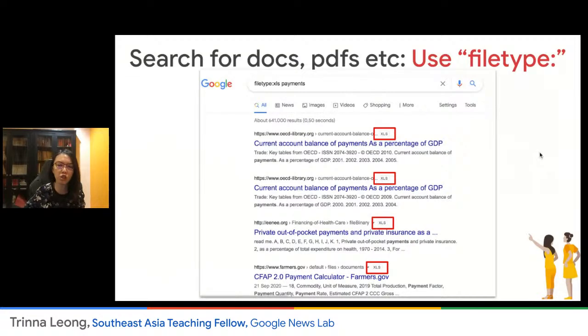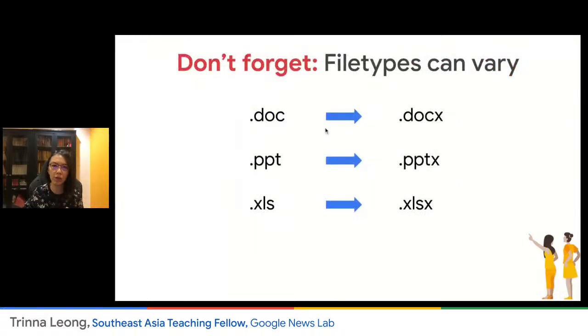And we can also search for documents by using the filetype search operator. So for example, we could look for Excel sheets, docs, PDFs, or PPTs. Just remember that the file types can also vary. We might think that putting in doc is enough, but there's also docx, PPT, PPTX, XLS, and XLSX.